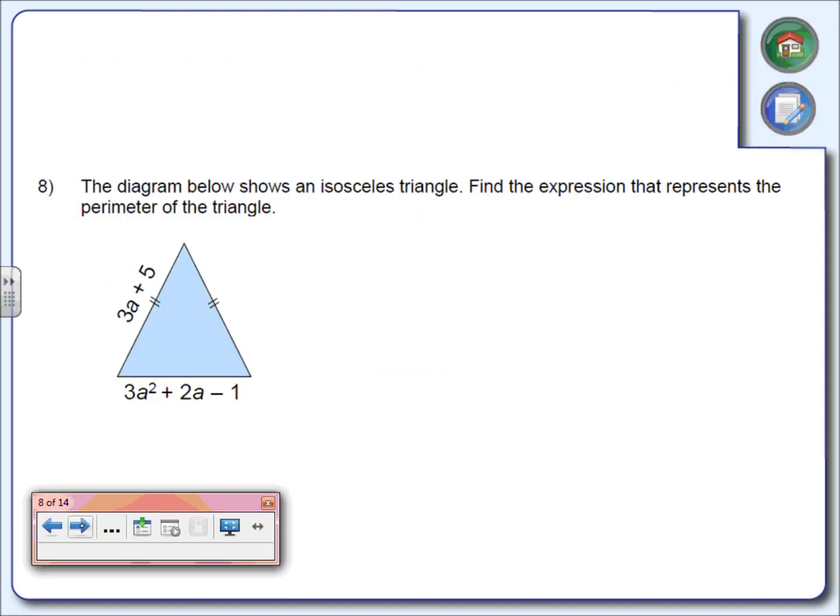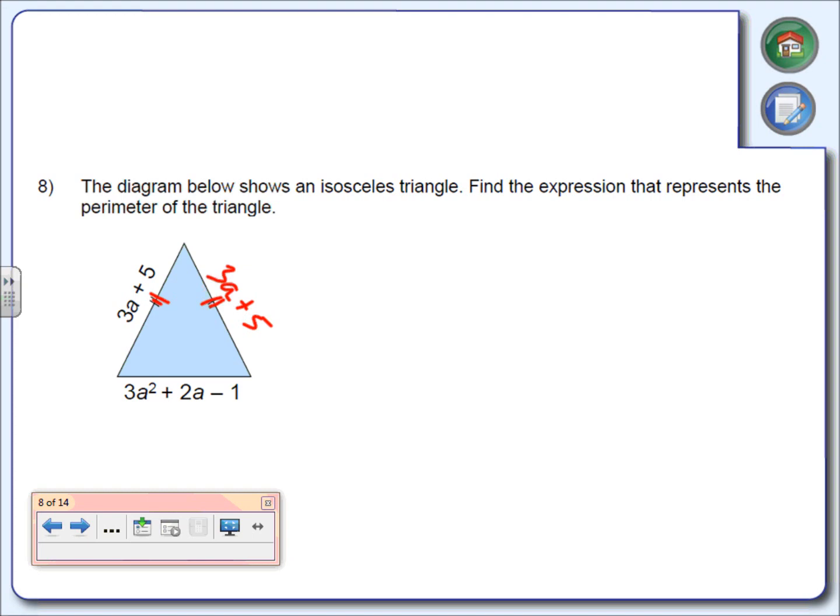One more. Number 8. Number 8 says that the diagram below shows an isosceles triangle. Anybody remember from geometry what an isosceles triangle was? 2 sides are equal. Can you tell me which 2 sides are equal? Yeah, the ones that have the little lines on them. These little lines right here are telling us that these 2 sides are equal to each other. So 3a plus 5 is this side, and this side is also going to be 3a plus 5.